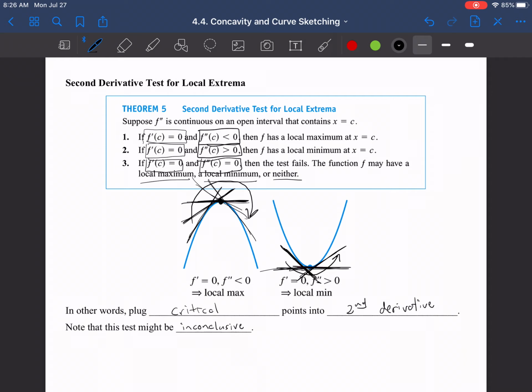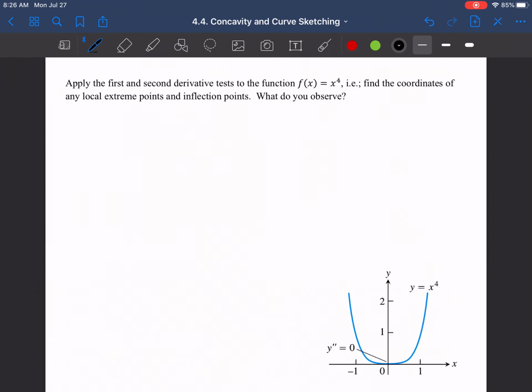Okay, so let's try this right here. Apply the first and second derivative tests to the function y = f(x) = x^4, i.e. find the coordinates of any local extreme points and inflection points. What do you observe? So let's just go ahead and start by doing that and trying to graph this.